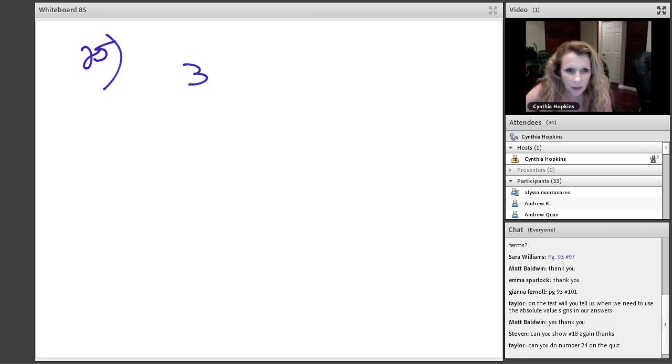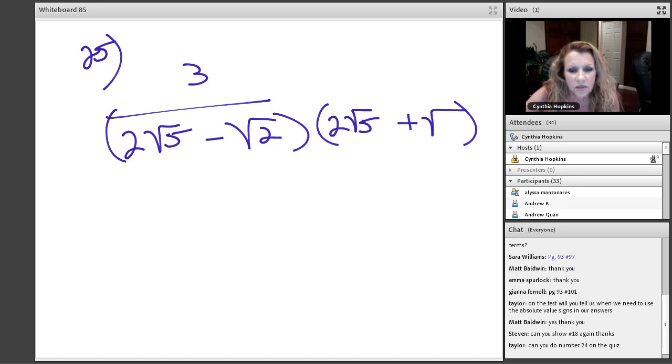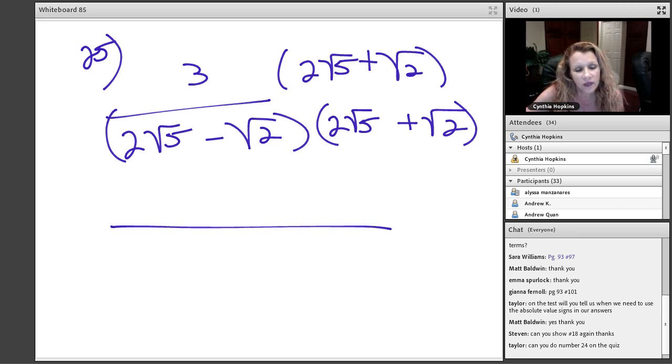Okay, this problem has 3 divided by 2 square root of 5 minus the square root of 2. To get rid of radicals in the denominator, when there's more than one term, we have to multiply by the conjugate, so plus the square root of 2. Whatever I multiply the denominator by, I have to multiply the numerator by the same thing. So there you go. Very tempting to distribute that 3, leave it alone.